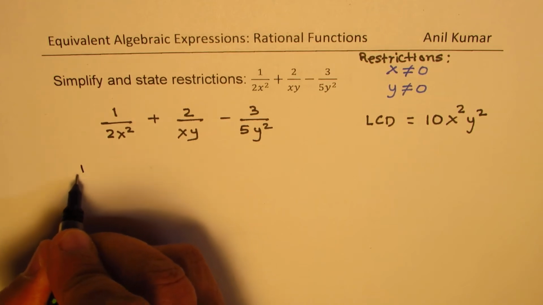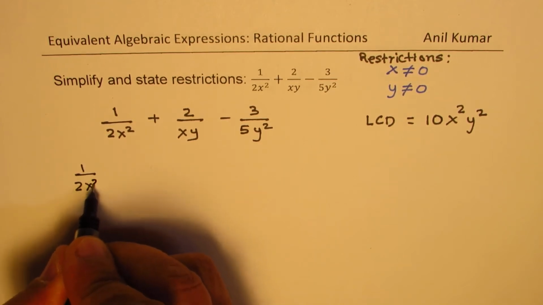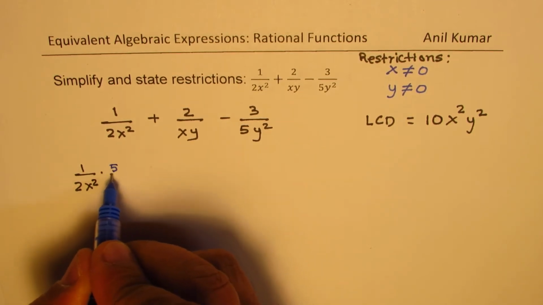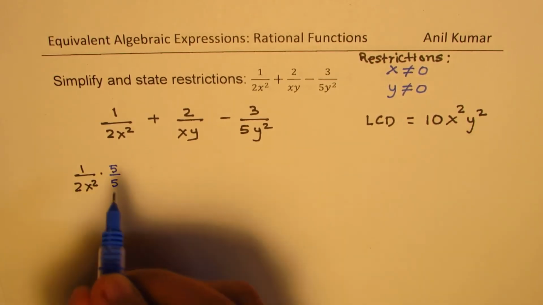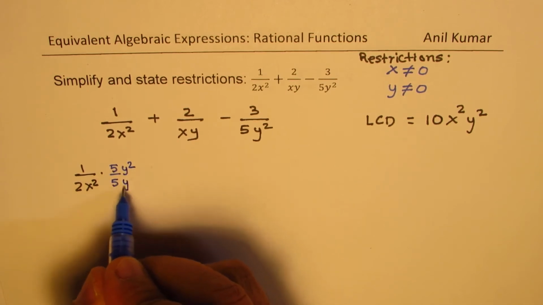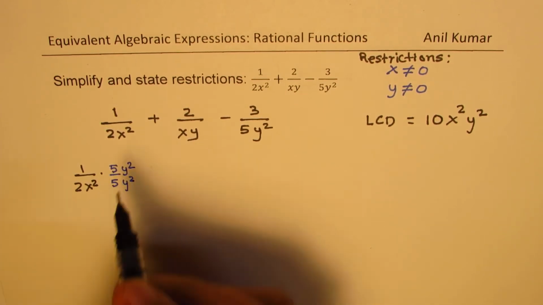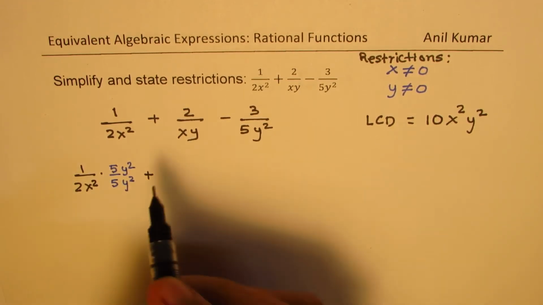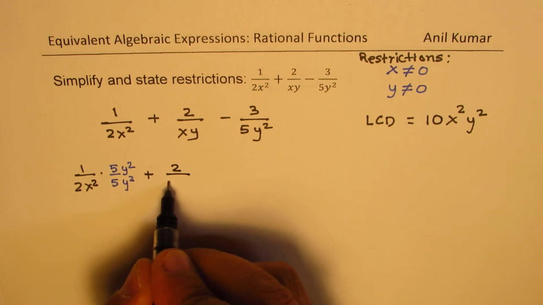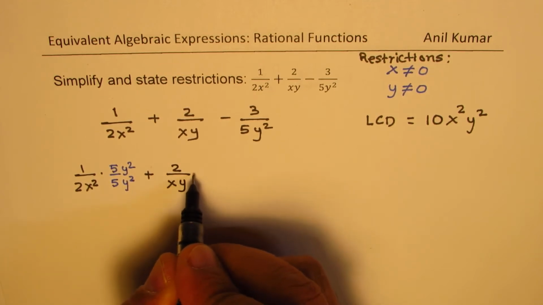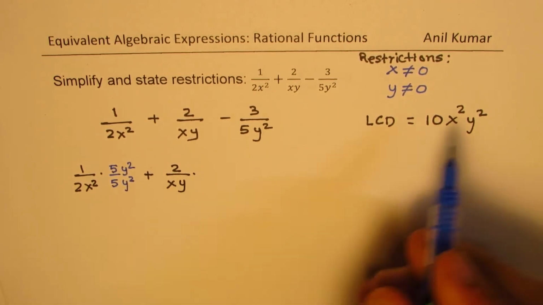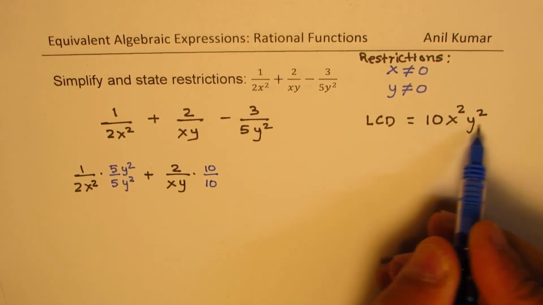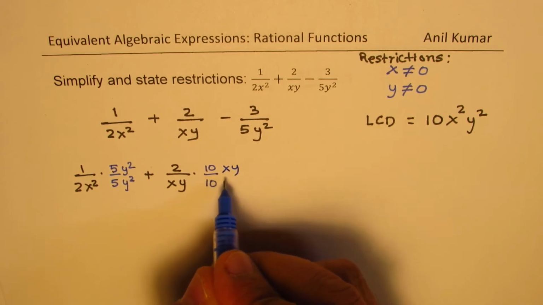So we have here 1 over 2x squared, and to make it 10, we have to multiply by 5 and divide by 5. We need y squared also, so we'll multiply and divide by y squared, right? Same thing is done on the other two terms also. So we have 2, and here we have x times y. In this particular case, to get 10, we have to multiply and divide by 10, and as far as the variables are concerned, xy, correct?